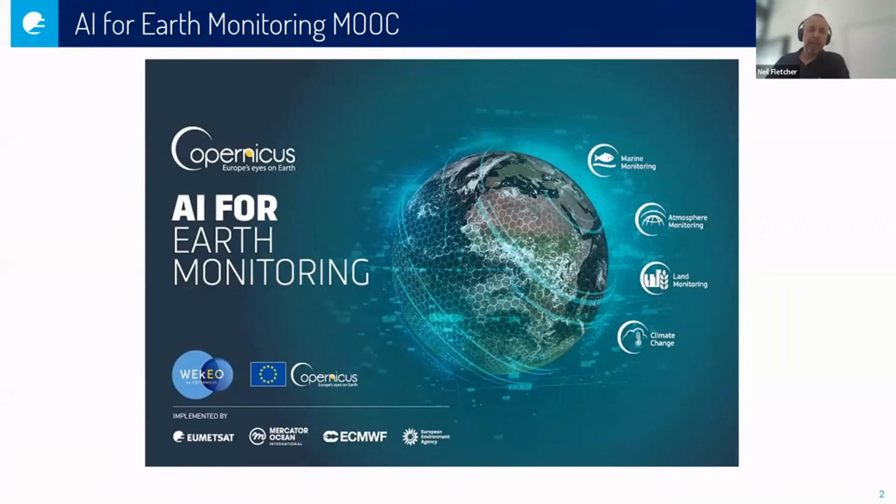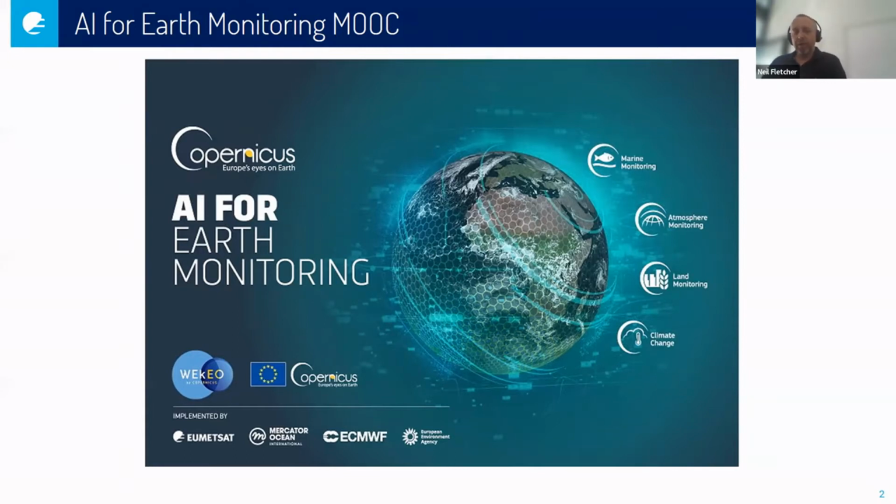What I'm going to be talking to you about briefly is the AI for Earth Monitoring massive open online course that we organized last year. The idea behind the course really was that we know there's a huge amount of potential to work with machine learning and Earth observation data that's available from the Copernicus program, whether it's managing large data sets, finding new insights with data, or even generating new products and services.